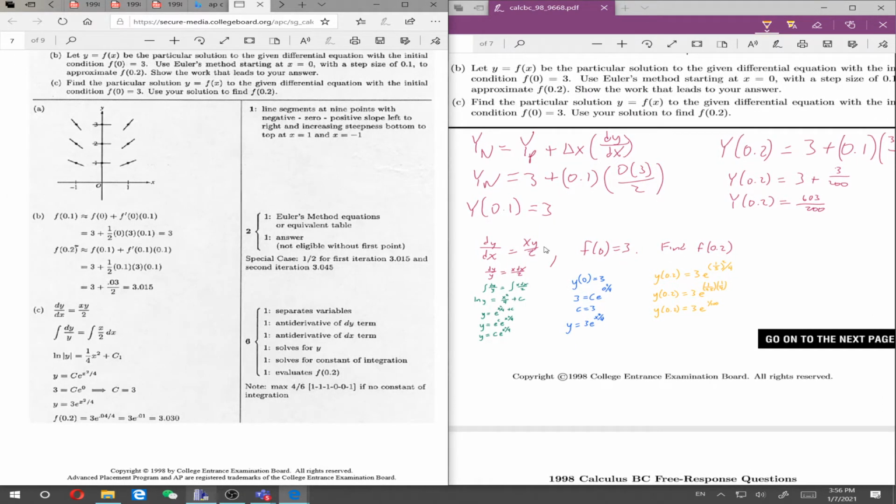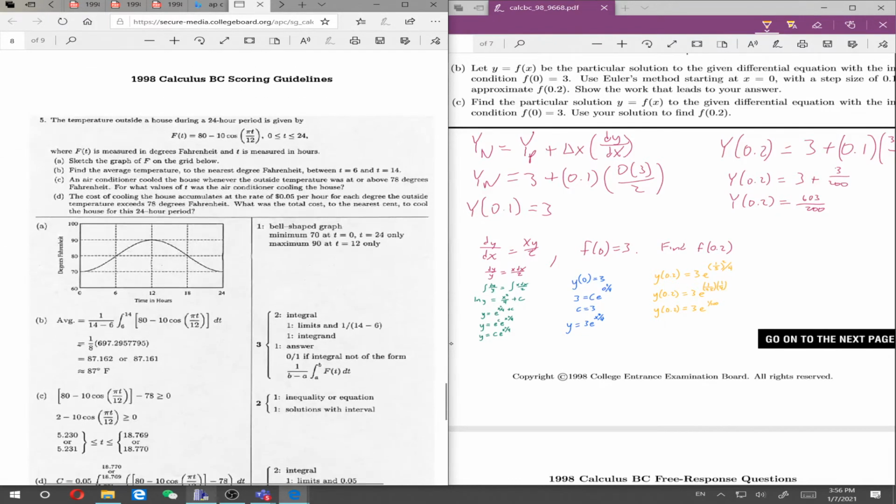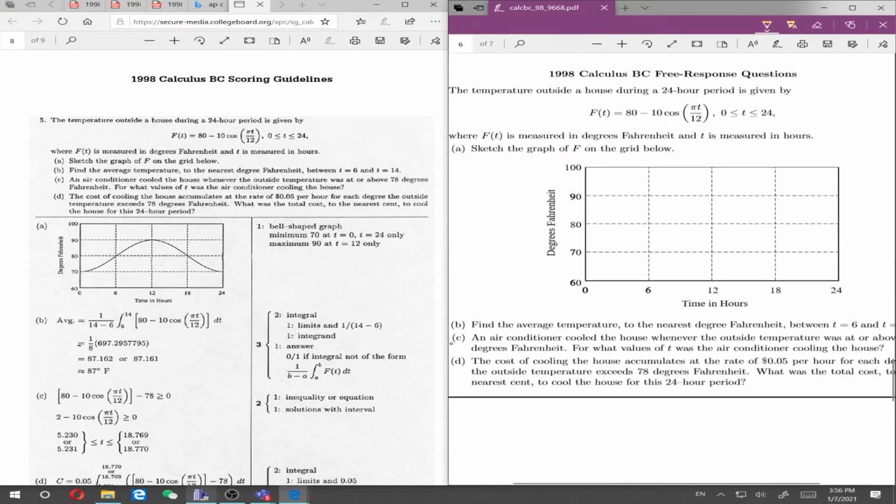On the newer FRQs, there'll be a note here that says 0 out of 6 if not present. But 1 point for separating the variables, 1 point for the antiderivatives, that means our integral. ln y is 1/4 of x squared plus c. 1 point solving for y to get our general form. 1 point for solving for our constant of integration at any point, doesn't have to be at the end. And then 1 point for evaluating f of 0.2. Alright, jumping down.